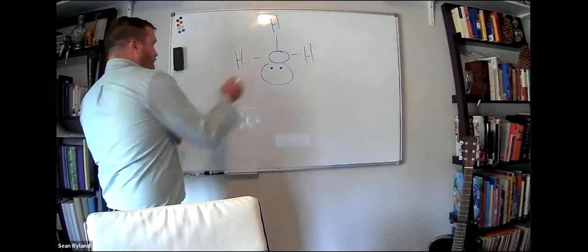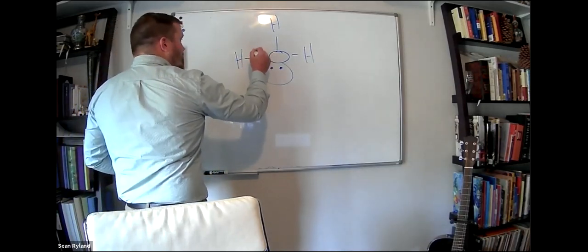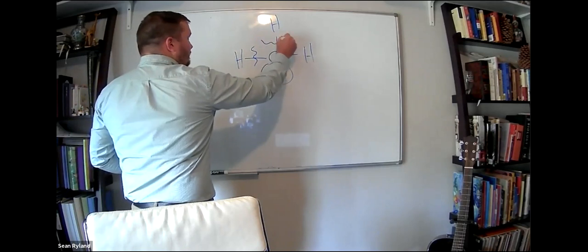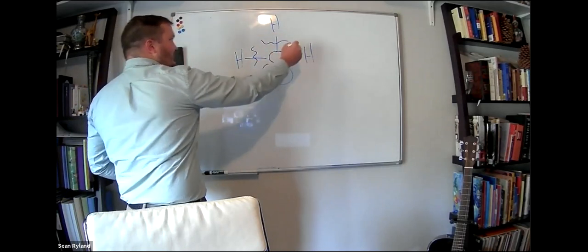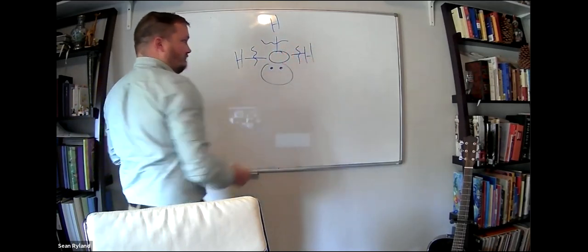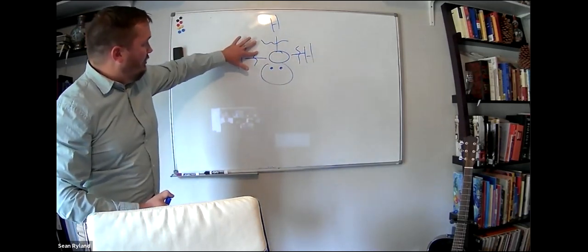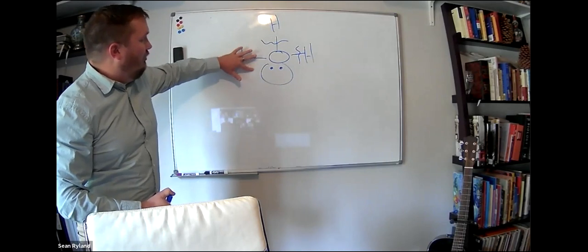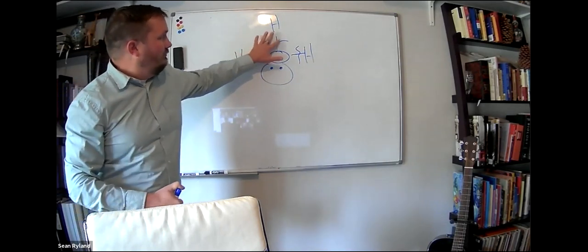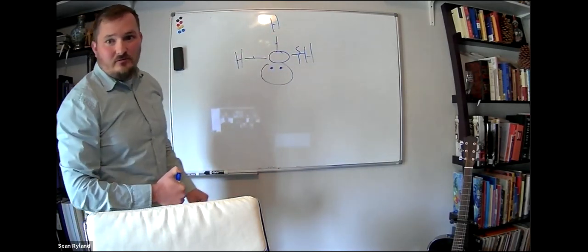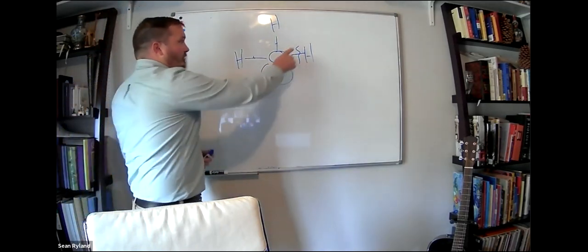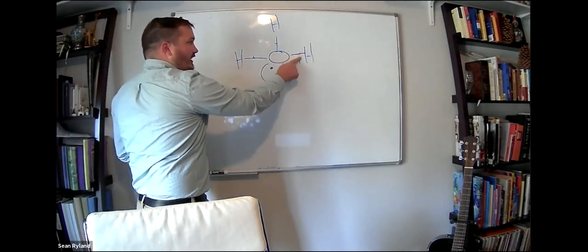So if one of those bonds belongs to the oxygen, for each of these bonds, the oxygen has a total number it has control over of five electrons, right? Three from the bonds plus the two that it has outright.